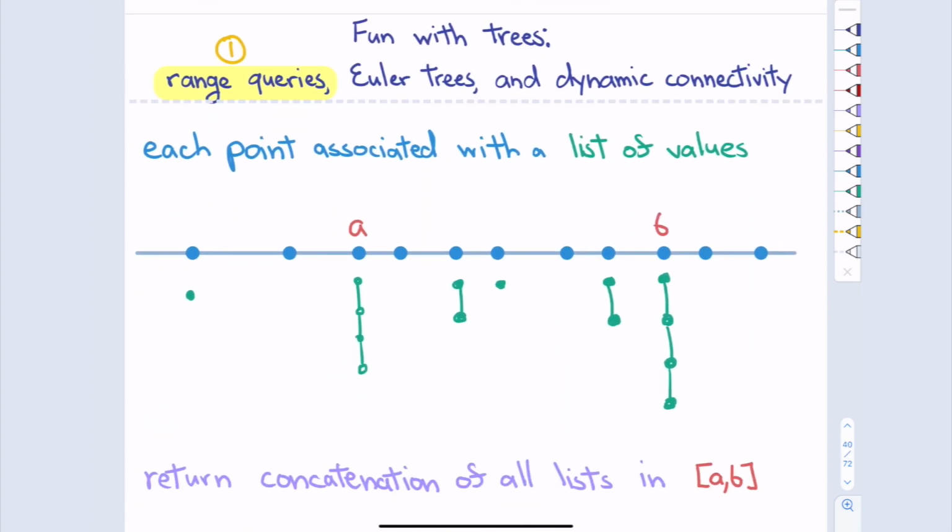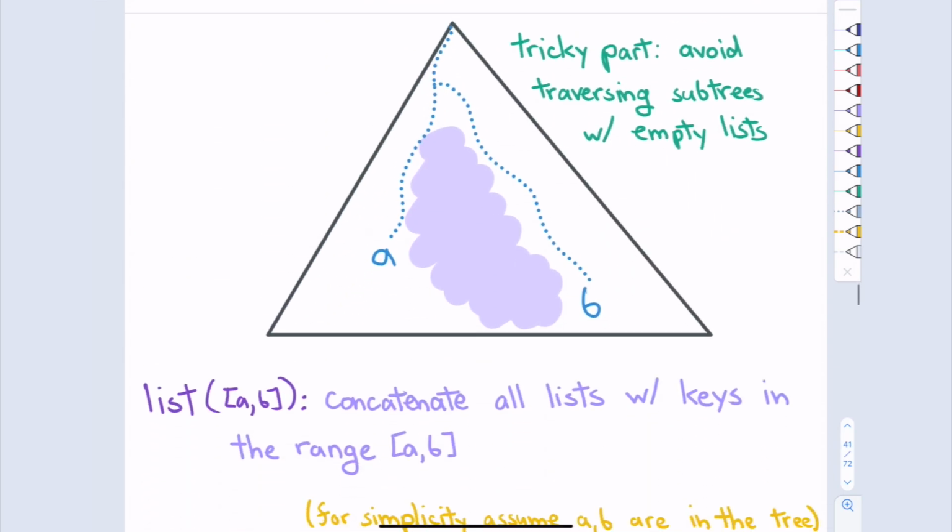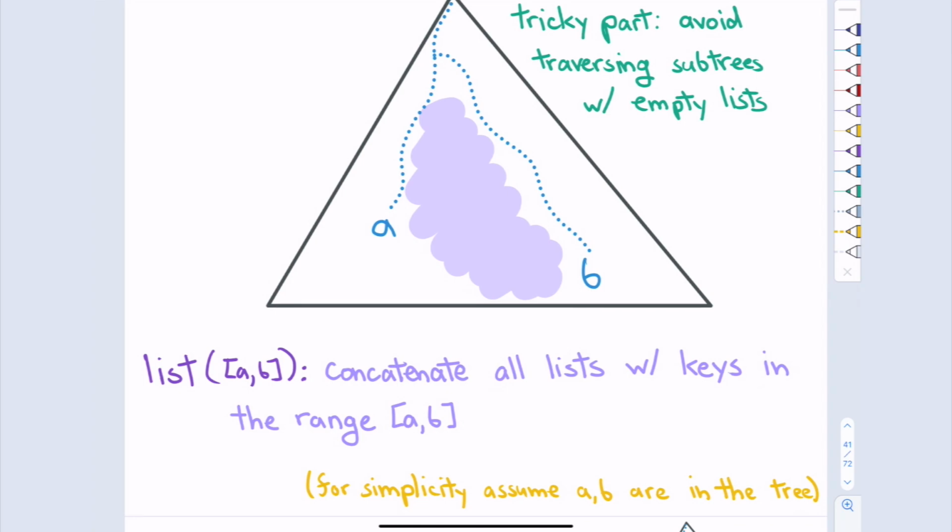Okay, so this question is a little bit trickier, but maybe I can open up the floor to give you guys a try. All right, so range queries, where you're concatenating lists. Every key is associated with a list of stuff. And I want to say, give me the combined list of everything with key between A and B.